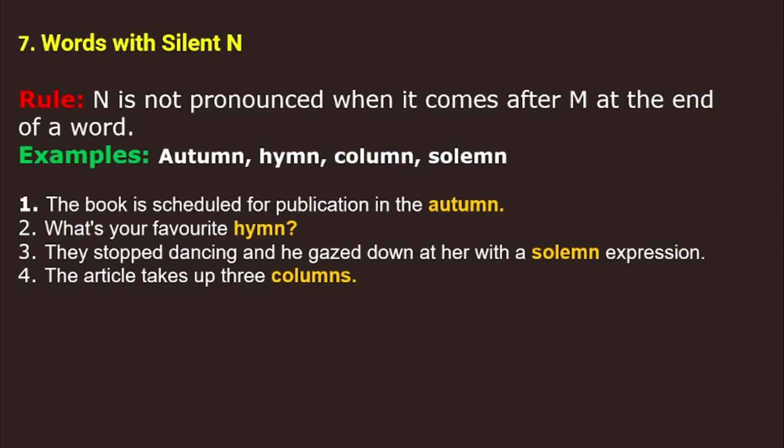Let's look at the seventh words with silent N. Rule: N is not pronounced when it comes after M at the end of a word. Let's look at the examples. Autumn, hymn, column, solemn, etc. Let's look at the examples with silent N. The book is scheduled for publication in the autumn. What's a favorite hymn? They stopped dancing and he gazed down at her with a solemn expression. The article takes up three columns.